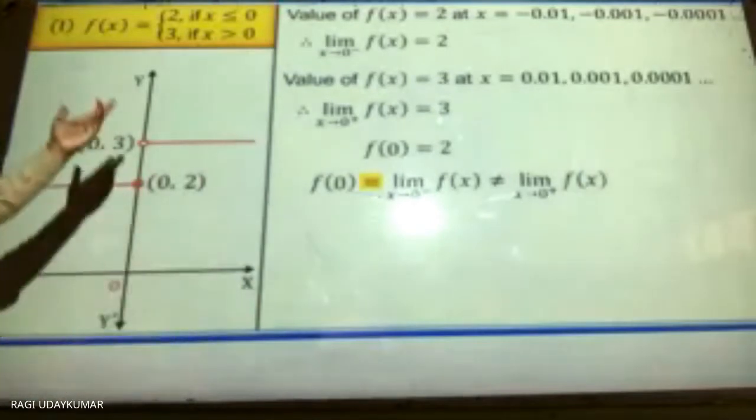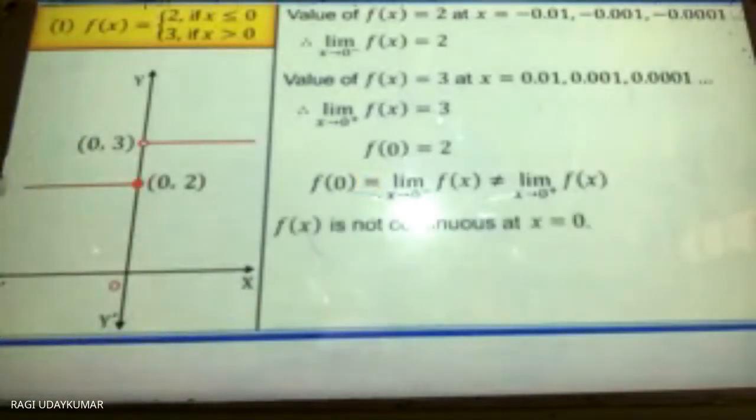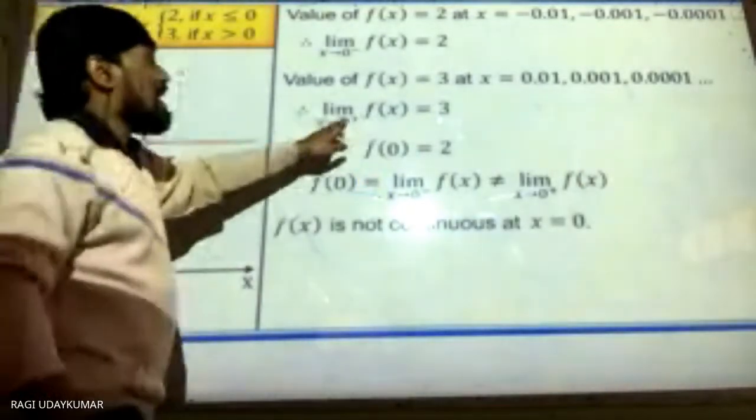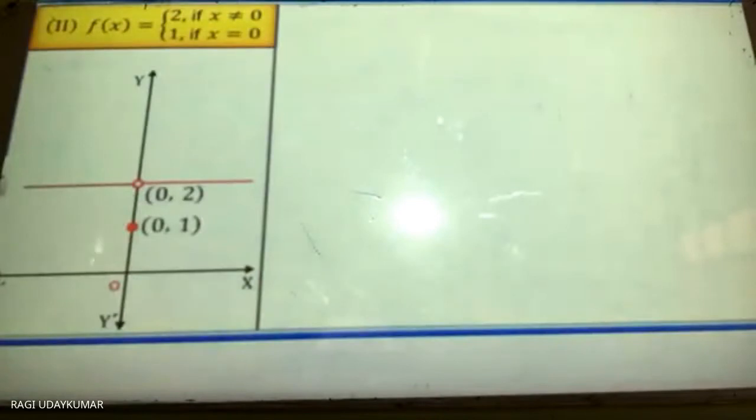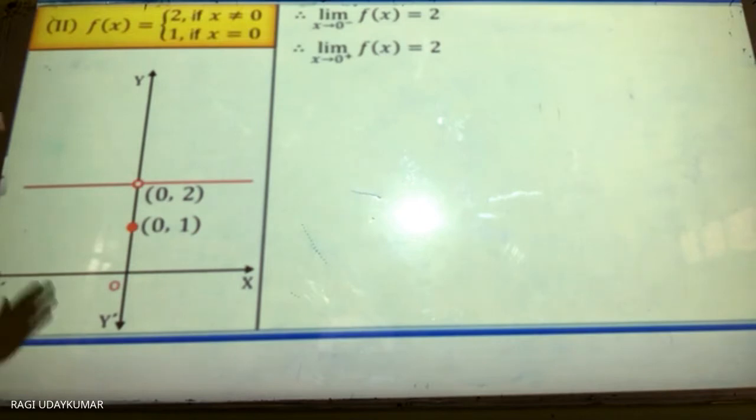F of 0 value is what here? 2. If the right hand limit also equals 2, then the limit exists. When the limit exists, you need to see whether its value equals f of x or not. So in that situation, the second one, the left hand limit is equal to 2 and the right hand limit is also equal to 2.